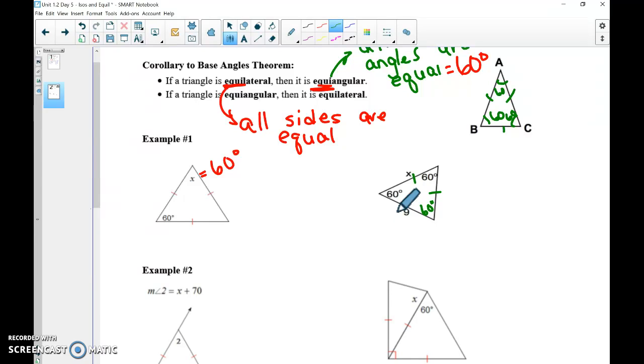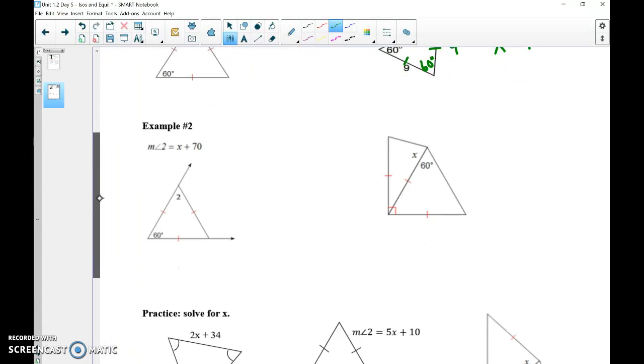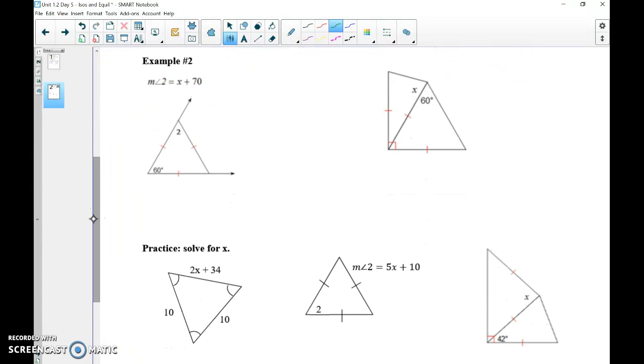It tells me that one of them is 9. That means every other side has to be 9. Well, that's pretty easy to figure out that x equals 9 then. Okay, so kind of straightforward basic stuff for these first few. The other 2 problems we're going to look at have a little bit more work that go into it, but they still use the equilateral properties. So let's look at example number 2.